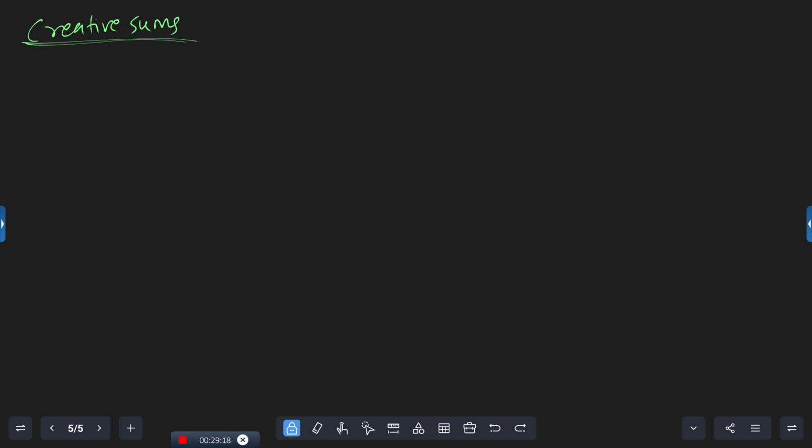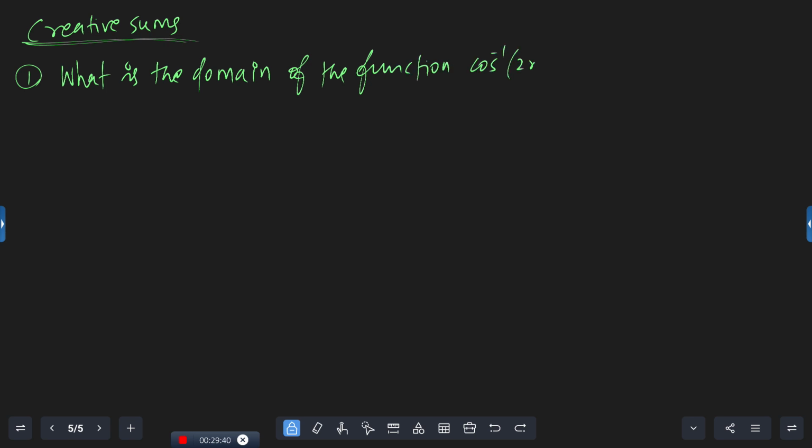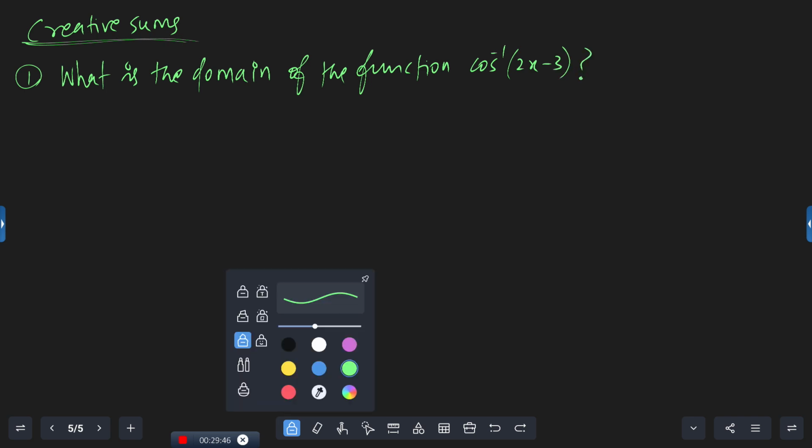Children, give a topic, creative sums, you continue in the classwork note itself, not an issue. So what is the domain? You write the question. What is the domain? Domain of the function cos inverse of 2x minus 3. Still we have 4 questions based on domain and range. This one answer we'll see.